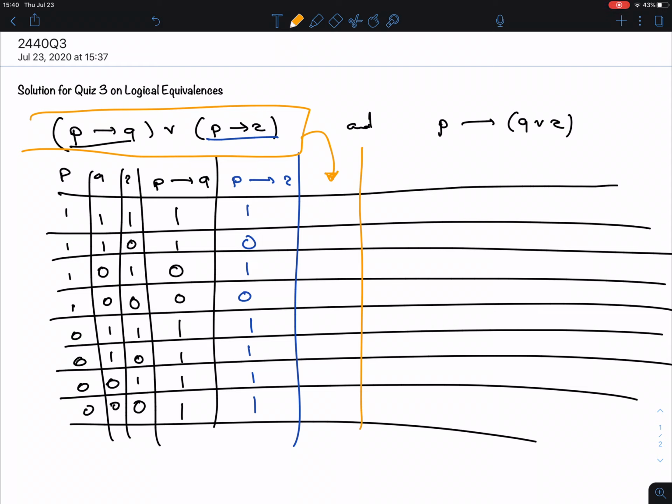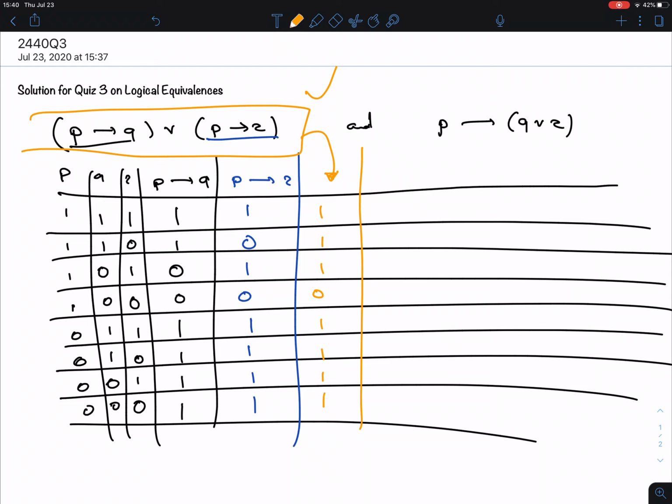Okay, that's an OR involving these two columns, and an OR is false if there's a 0 in both columns. So we're looking at a common 0. That is not here, this is the only common 0, okay? So we get a 0 here, and therefore a 1 everywhere else, because it's an OR. Okay, that takes care of this guy.